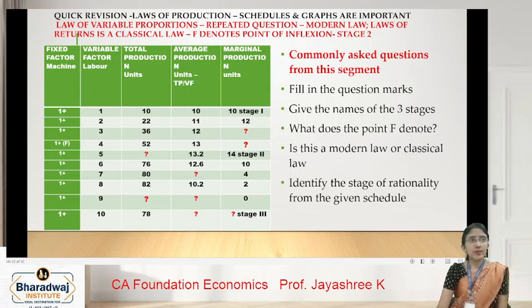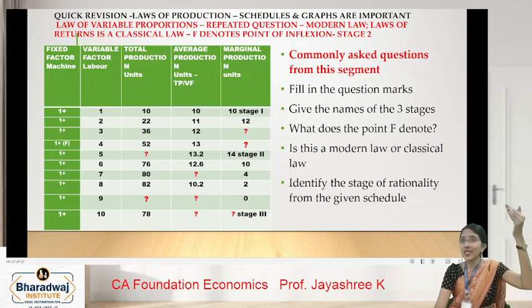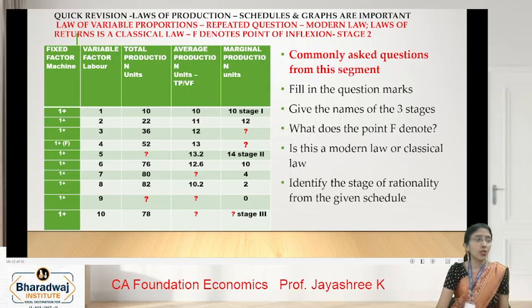TP stops increasing at an increasing rate and starts increasing at a diminishing rate. Very good. That point is called as inflection. So point of saturation, point of equilibrium, point of inflection are repeatedly asked. Okay. Now, what is the stage of economic rationality among the three stages given?